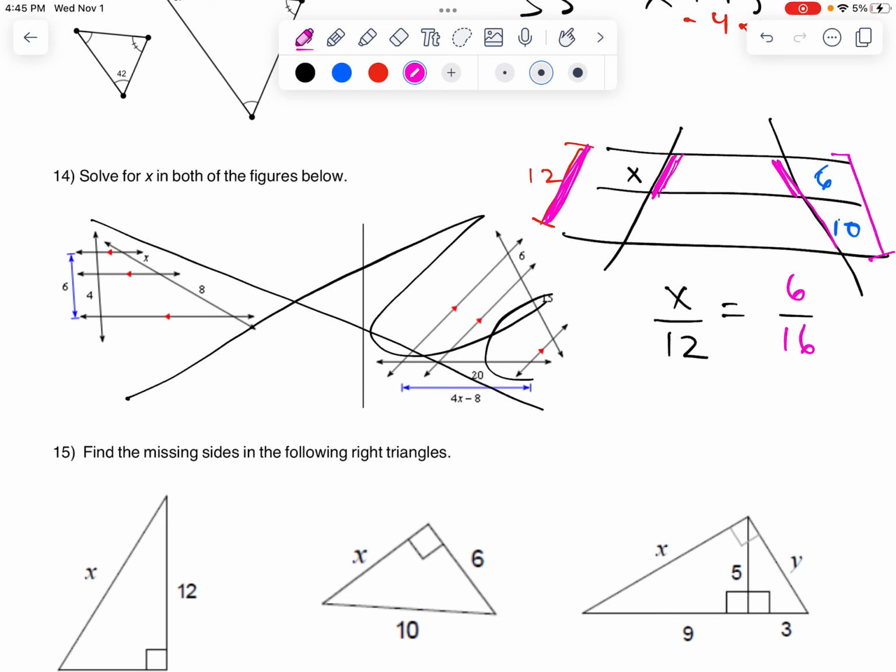Okay, so one way of thinking about it is this top chunk of the ladder divided by the whole length of the ladder on the left side is equal to the right-hand side divided by the whole right-hand length of the ladder. So top divided by whole left chunk is equal to right top divided by whole right side. All right, hopefully that makes sense. Cross multiply, 16x, cross multiply, 12 times 6 is going to be 72. Divide by 16, divide by 16, and there's your answer.